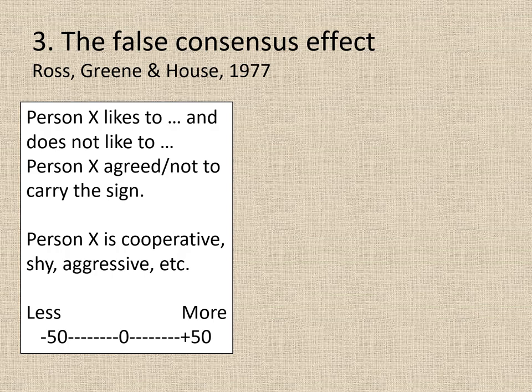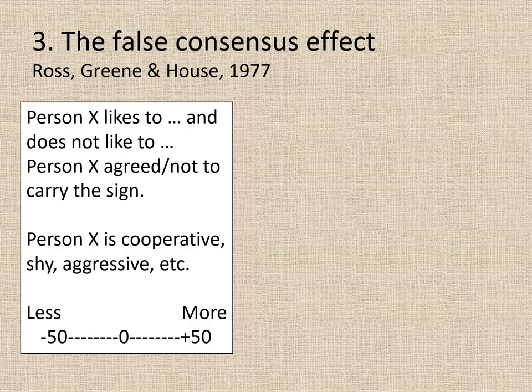The further from zero they think this person is, the more unusual they seem to think this person is. So what do we see here? Who do the subjects think is deviant, unusual?